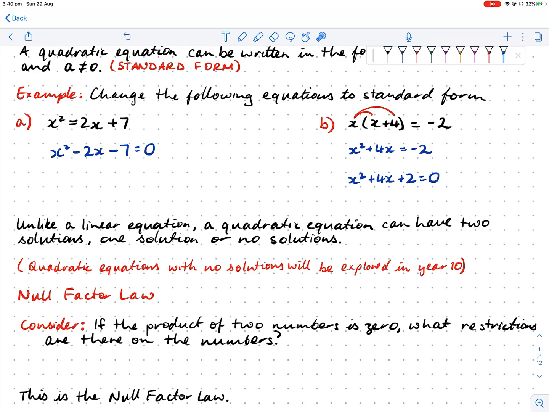What we're going to look at more in this chapter, in this year, is two solutions and one solution. We'll do more of that when we approach Year 10 work.